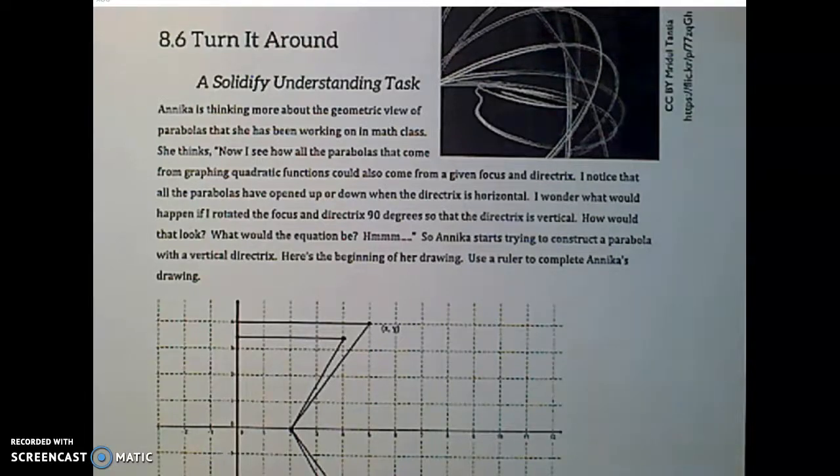We're going to do task 8.6 today. If you remember, before we left for break, we were talking about our second conic section, the parabola.